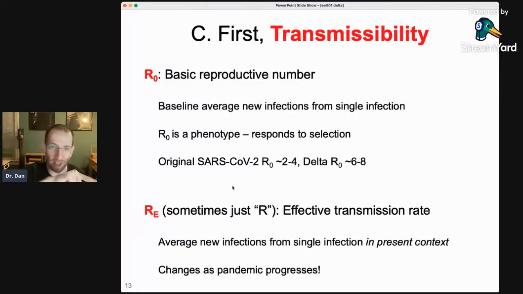And we've all probably seen the graphs. Oh, R is 1.5. Oh, now it's only 0.8, right? It changes over the course of the pandemic based on what's going on in the here and now. So the goal, as we're trying to control this pandemic, is to get R below 1 so that it goes extinct, right? That's the concept of herd immunity, and we'll get to that on the back end.